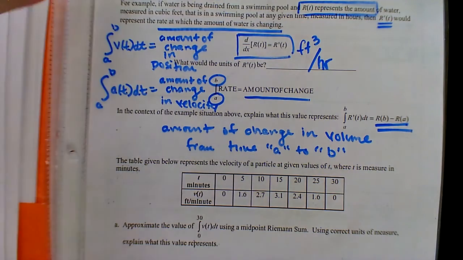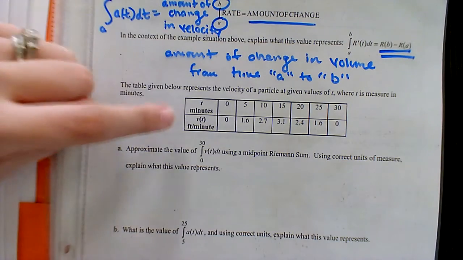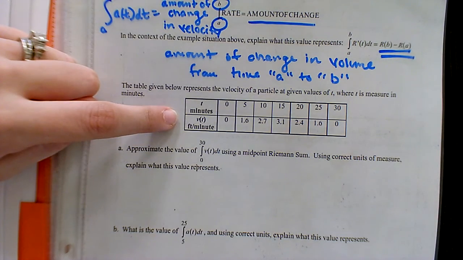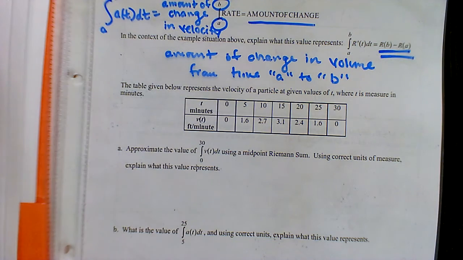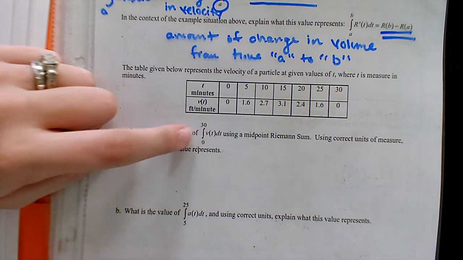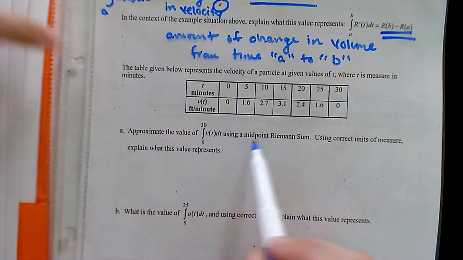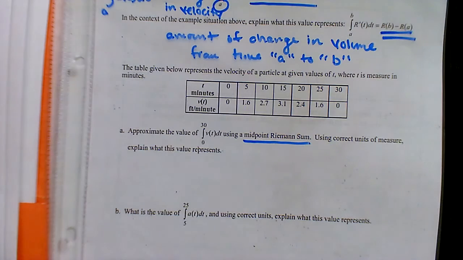So speaking about particle motion, we're going to visit a velocity question here. They give us a table of values for some particle. We don't really know how it's moving, either left or right or up or down. Let's try part A. Approximate the value of the integral of velocity from 0 to 30 using a midpoint Riemann sum.